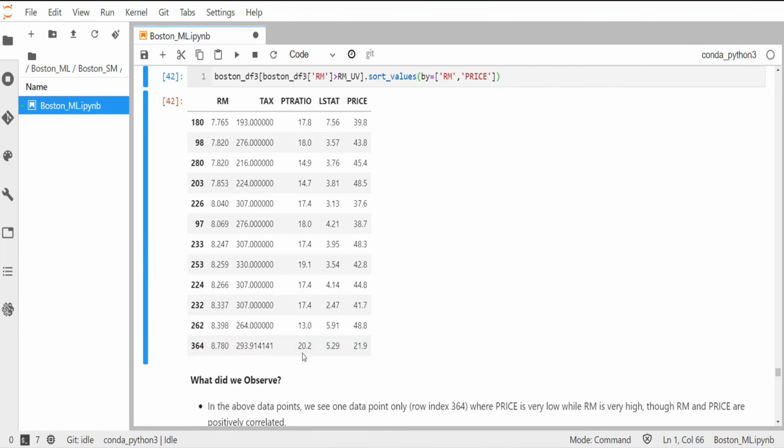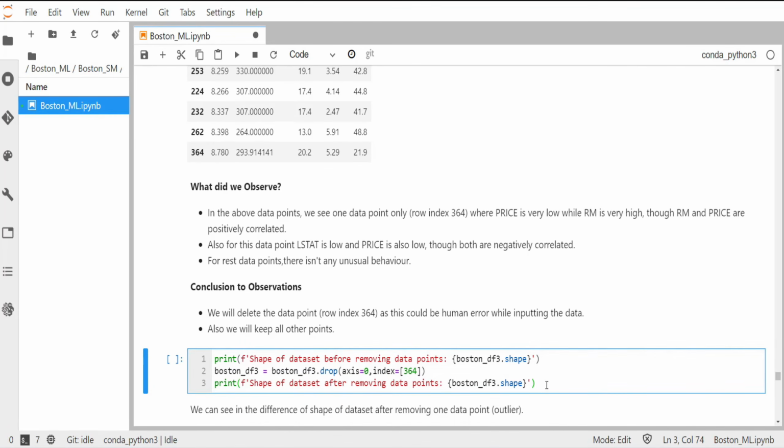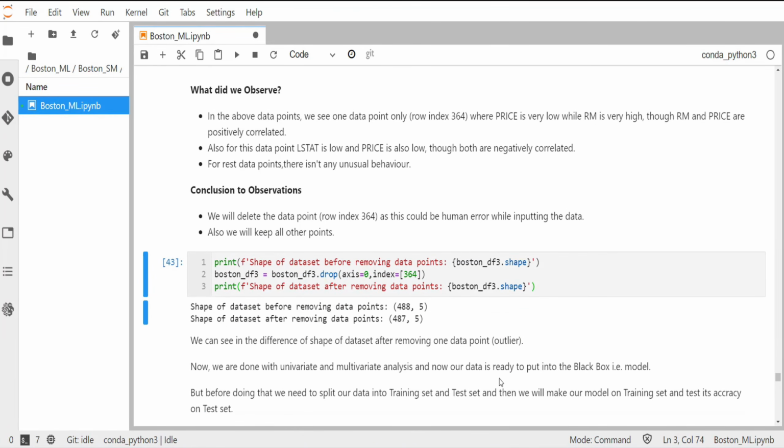So we will delete this data point at raw 364, as this could be a human error while inputting the data. And we will keep all other data points in our dataset. Now let's run this cell. And now we have the updated dataset with the value removed. So finally we have 487 rows.